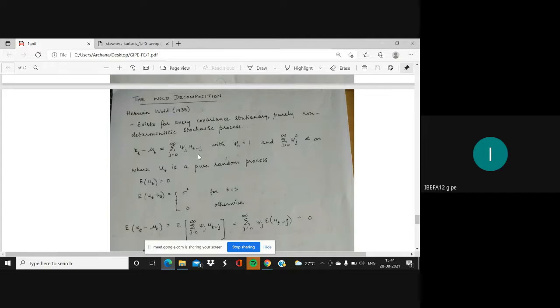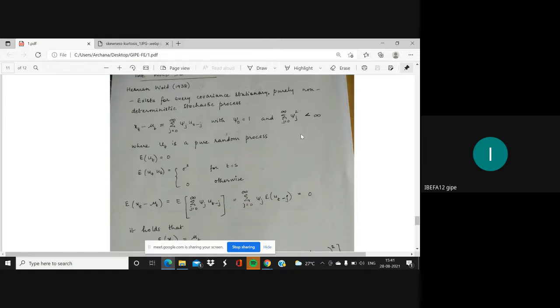Now, when we are writing this equation, we are making certain assumptions. One is that psi_0 is equal to 1, so when j is equal to 0, that value will be 1. The other assumption is that the sum of the squared psi_j's is finite, not infinite. We also assume that u_t is a pure random process, or basically a white noise process. So its mean value is 0, expectation of u_t is 0, its variance is finite and constant, equal to sigma squared, and the covariance for t not equal to s is 0. So there is no serial dependence, or no linear dependence, between the u_t's.